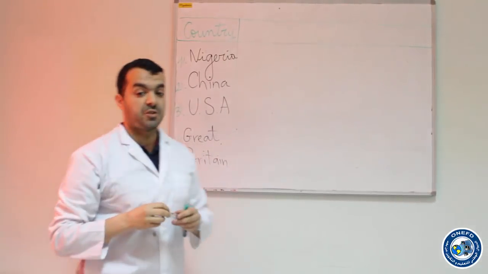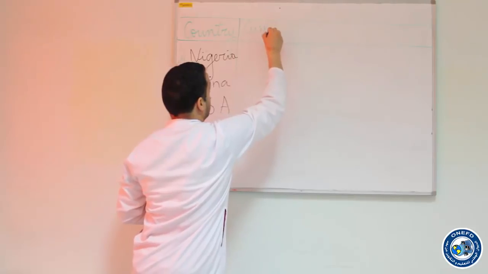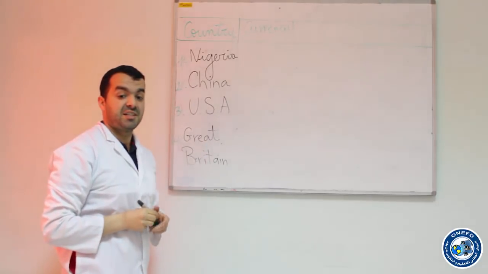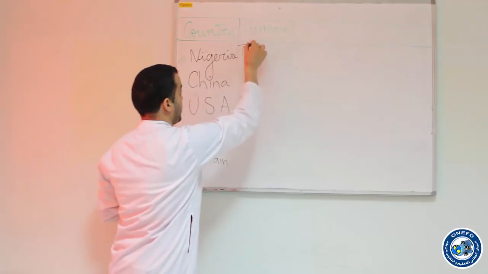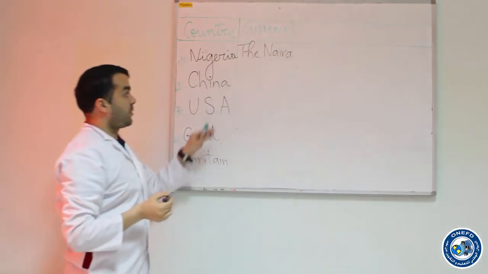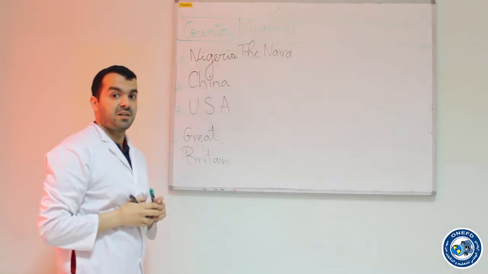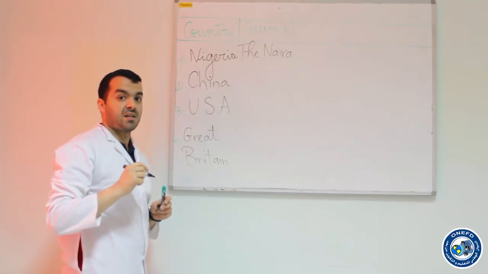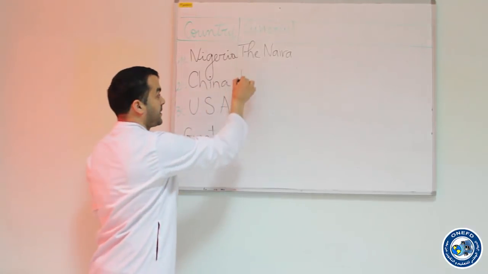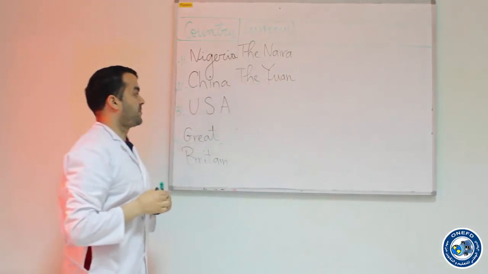Okay. Can you remember what is the currency? What is the currency of Nigeria? Can you remember? It's the Naira. What is the currency of China? Okay, can you remember? It starts with Y. It's the Yuan. Very good.